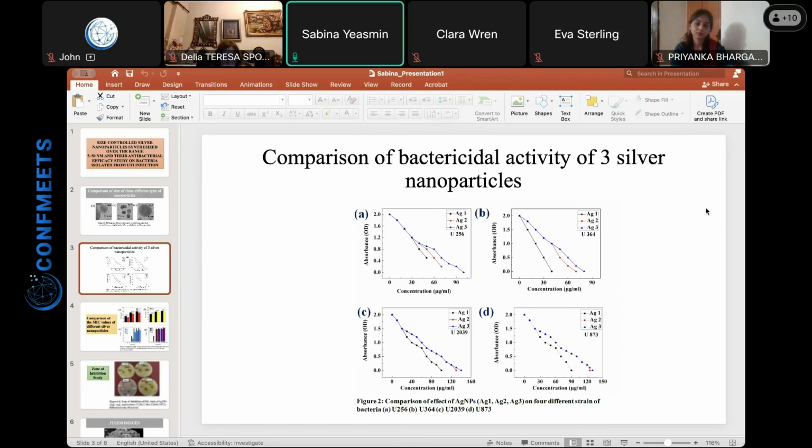Here we take 3 concentrations and 3 types of silver nanoparticles and measure their bactericidal activity at 3 different concentrations. These concentrations are lesser in case of E. coli and more in case of Staph aureus. So we can tell that silver nanoparticles have more bactericidal activity against E. coli than Staph aureus.